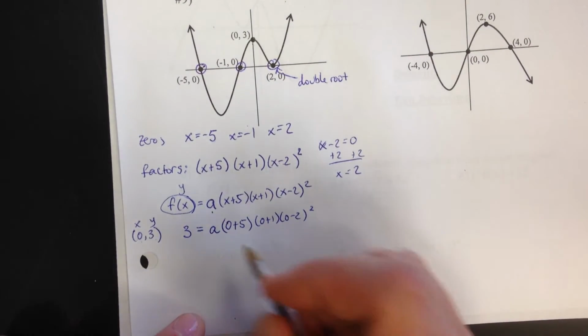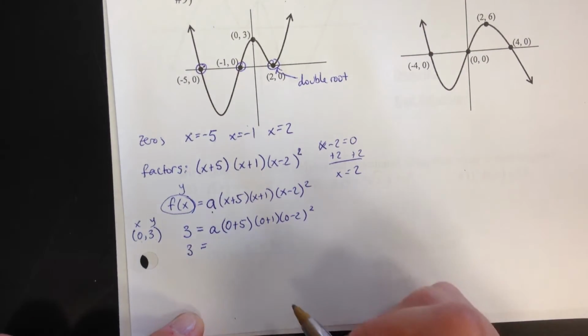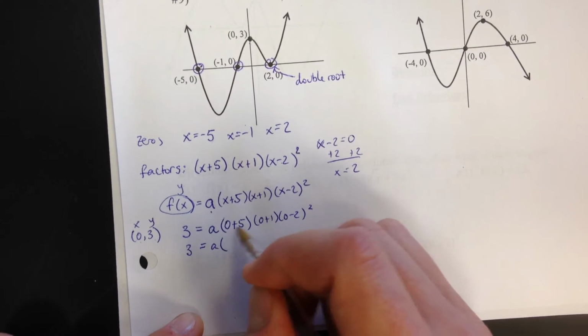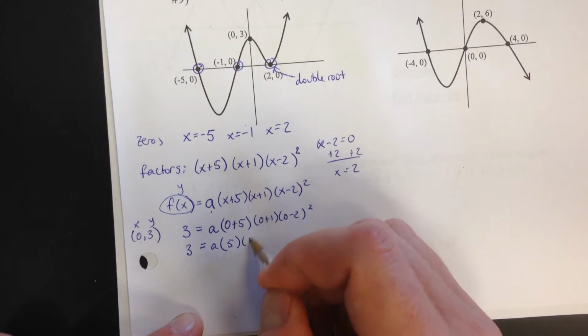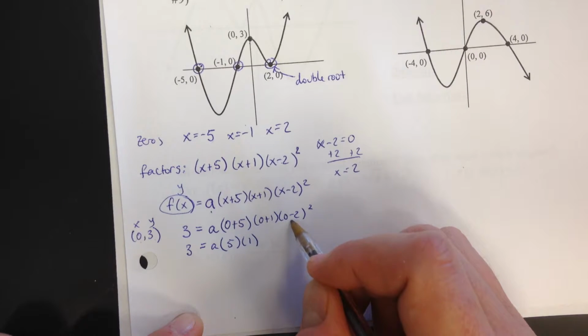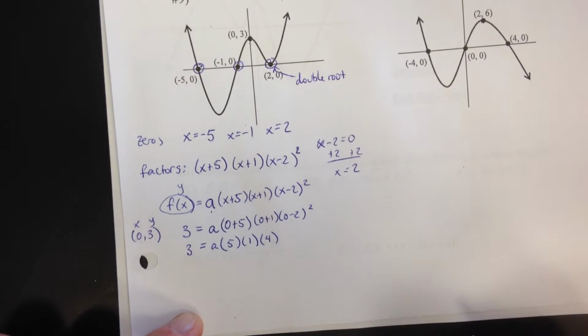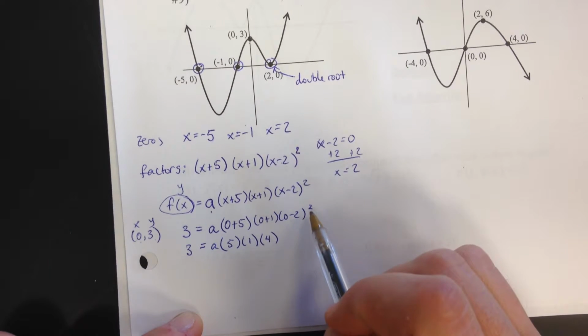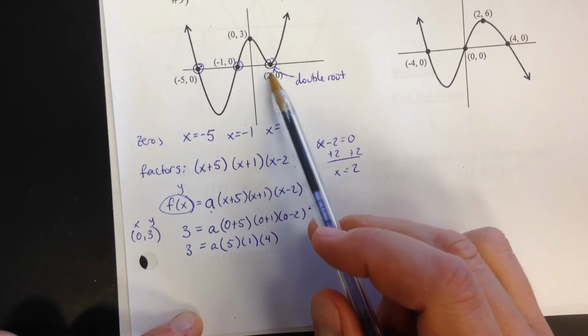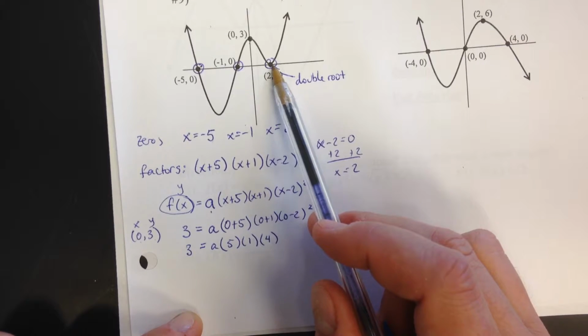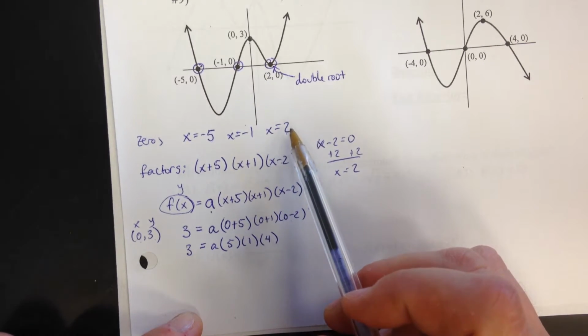And what we're going to do is work this out. So 3 equals A times 5 times 1. Now this is -2 squared. When I square a negative, I get a positive, so that's 4. Again, the reason why this is squared is because it's a double 0. So it's the same factor twice. It's the same answer twice.